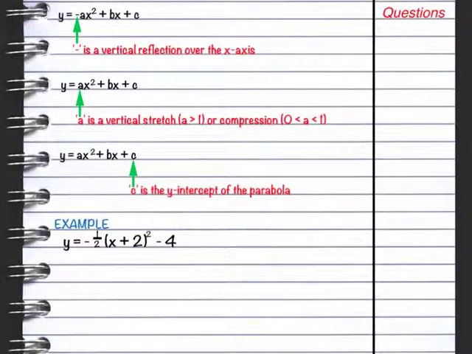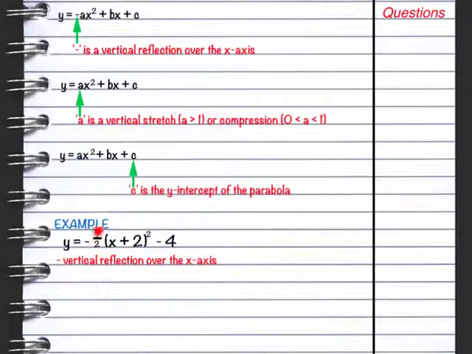So let's try an example. Here I have an equation. It's quadratic because of the square. And this is in vertex form. So looking at it, you should be able to tell me what happened to my graph. How did it transform from my parent function? So let's look at what the negative does right here. Remember that that's going to represent the vertical reflection over the x-axis. Instead of the parabola opening up, it's going to be opening down.